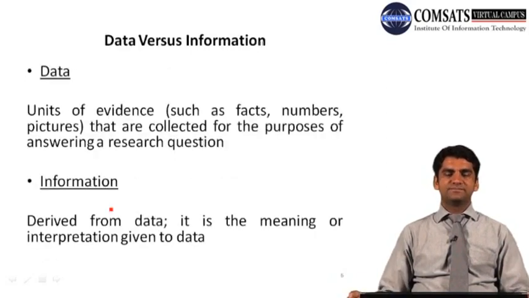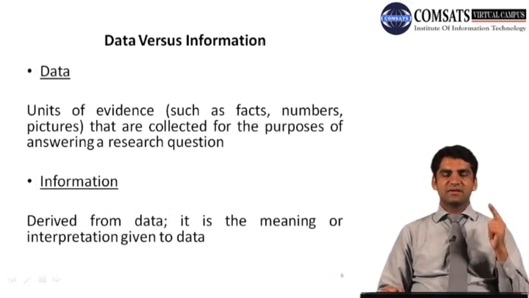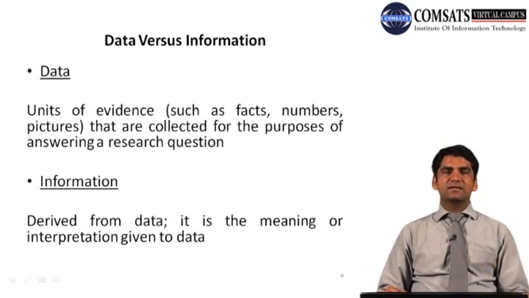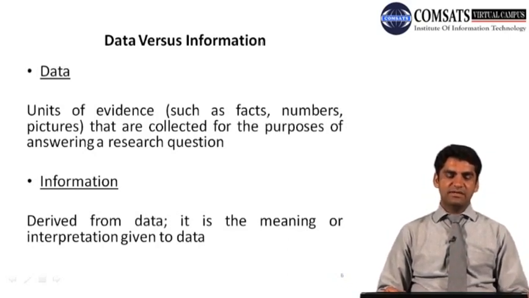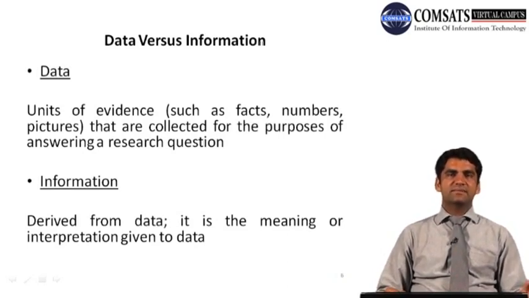Data versus information. Data is basically a unit of evidence, such as facts, numbers, pictures, that are collected for the purpose of answering a research question. We collect data to answer a research question, and data can be facts, numbers or pictures. Information is derived from data. It is the meaning or interpretation given to data. So this is the difference that we have to understand: data is a unit of evidence, and information is the interpretation given to that unit of evidence or data.